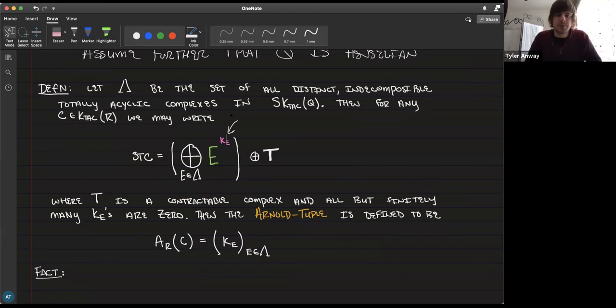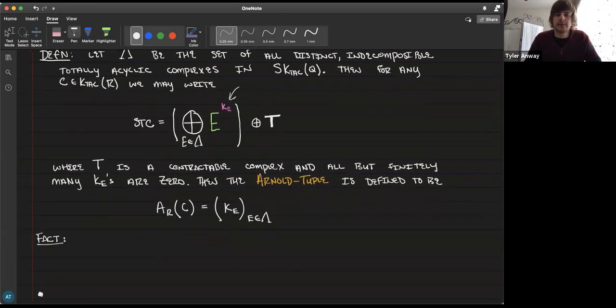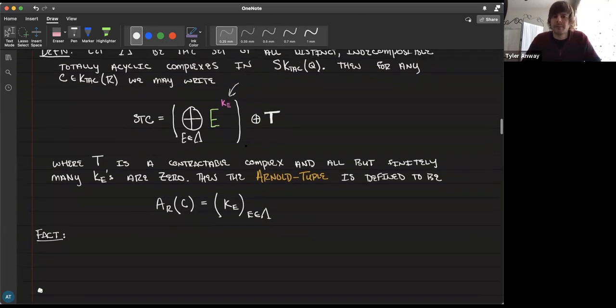Okay, so once we have this decomposition, we can finally make the definition of an Arnold-tuple as being the Arnold-tuple of C is just this tuple of the powers of each one. Hopefully that makes sense. Are there any questions on how I'm defining what an Arnold-tuple is?